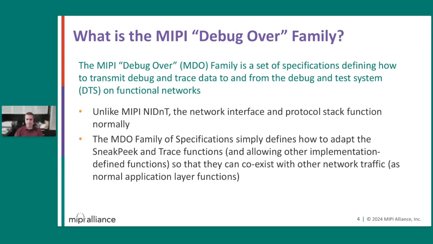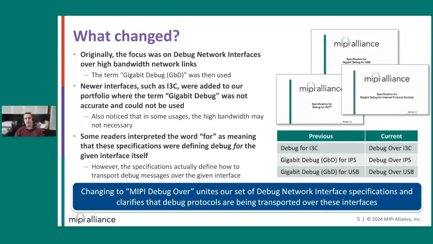Now you're probably thinking, wait a minute, you guys have done this before. And you're right, we did. We used to call them our Gigabit Debug specifications. Picking on USB, we had a Gigabit Debug for USB spec. We're renaming it, and that's what's changing. That spec isn't really changing, but we're rebranding it, because we started adding other specifications.